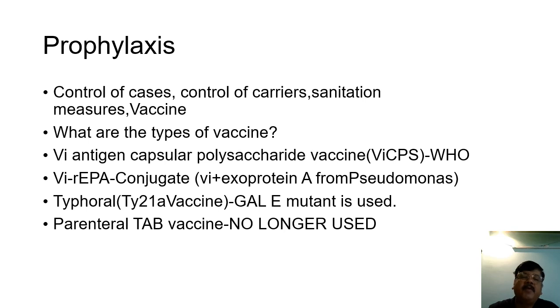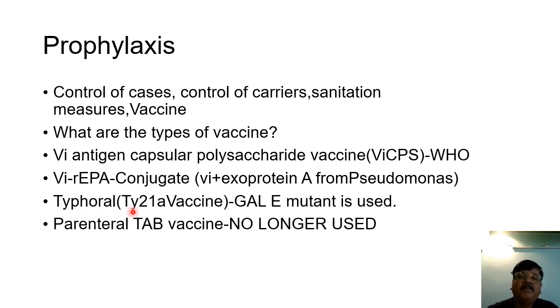Then the same capsular polysaccharide vaccine can be conjugated, that is called Vi-rEPA. Vi-rEPA conjugate vaccine, that is Vi polysaccharide conjugated with exoprotein A from Pseudomonas, which potentiates the immunogenicity of Vi polysaccharide, acts as adjuvant in other words. So it has also been introduced, but it has not been rolled out for use.